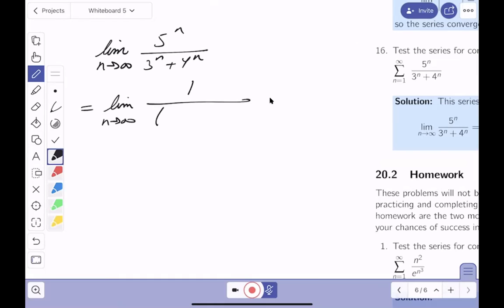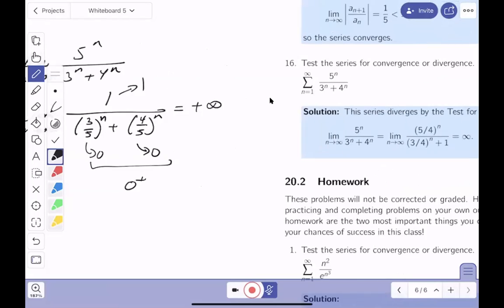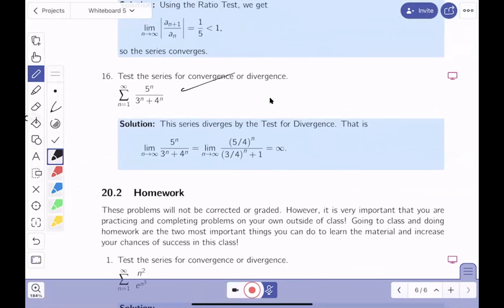1, this would give me (3/5) to the n plus (4/5) to the n. Well, you know what? These are all proper fractions now. So what's on the top is just going to go to 1. This will go to 0, and this will go to 0. So what do we get? 1 divided by a finite positive number going towards 0 from the right. We're just going to get plus infinity. So what do I know? By the test for divergence, the series diverges. Test for divergence, again, infinity.